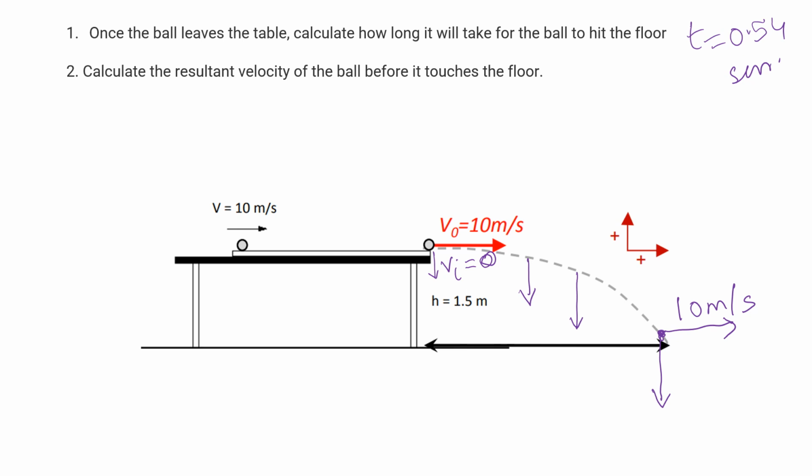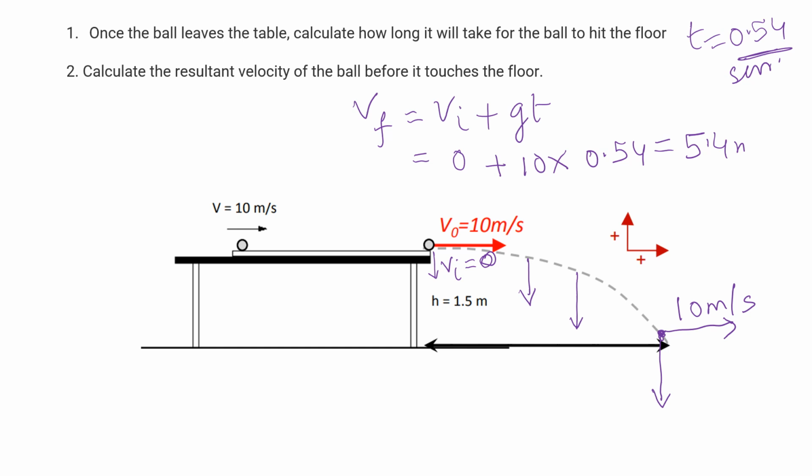So we will be applying one of the equations from kinematics, which is final velocity equals initial velocity plus gravitational acceleration times t. So we are looking for the final velocity. Initial velocity is 0 at the beginning, plus 10 times the time taken to reach the ground, which was 0.54, which is what we have already derived. And that's how, if you multiply 10 times 0.54, you get 5.4 meters per second. So this is the maximum vertical velocity right before it touches the ground.